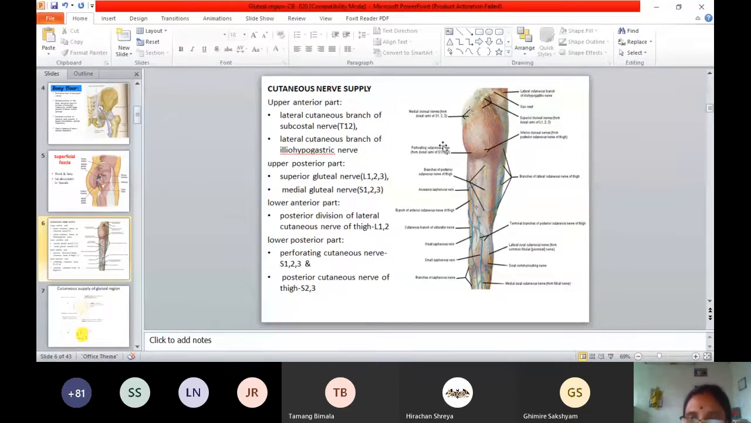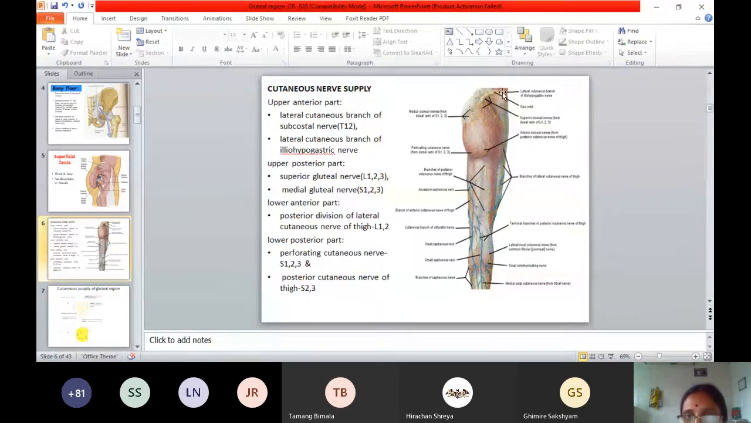The gluteal region is divided into 4 quadrants. This part of the gluteal region is lying upper and slightly anterior, so upper and anterior part. This part is known as lower and anterior part. This part is known as upper and posterior part. This part is known as lower and posterior part.